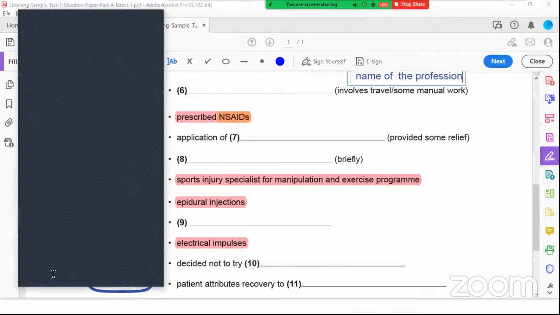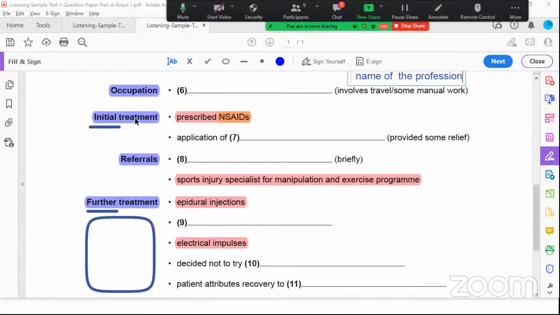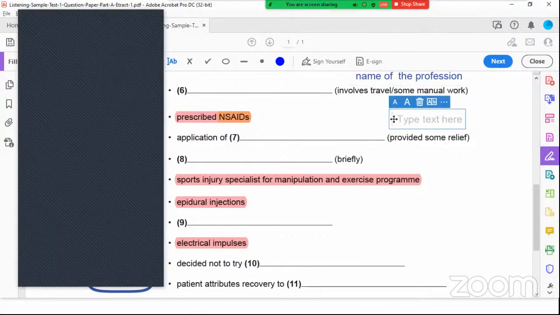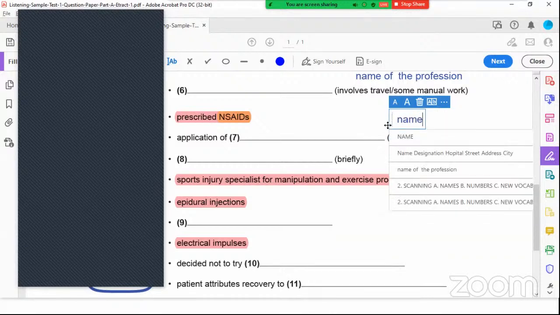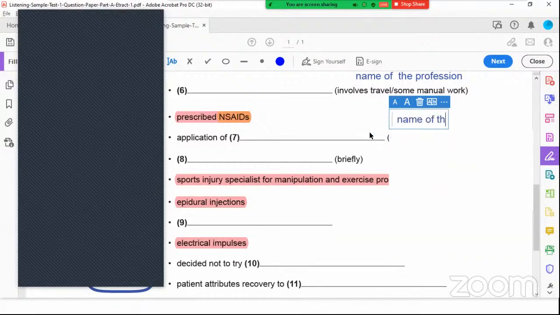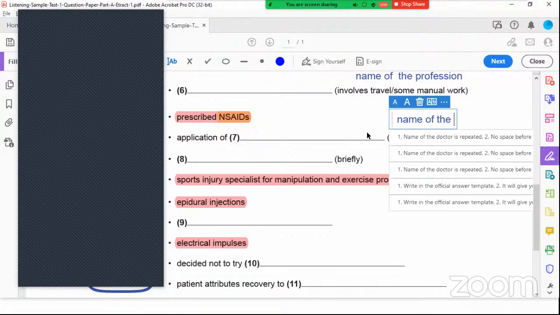Next one is right. So you can say research scholar, agriculturist, research scholar, all this may be possible. Okay, business, fine. Right, next one is application of something. This is medication. Next one is initial treatment. Application of something. Something means name again. Name of the medicine. Name of something. Name of the medication. Name of the treatment. Name of what is applied. Applied powder, ointment, something like that.